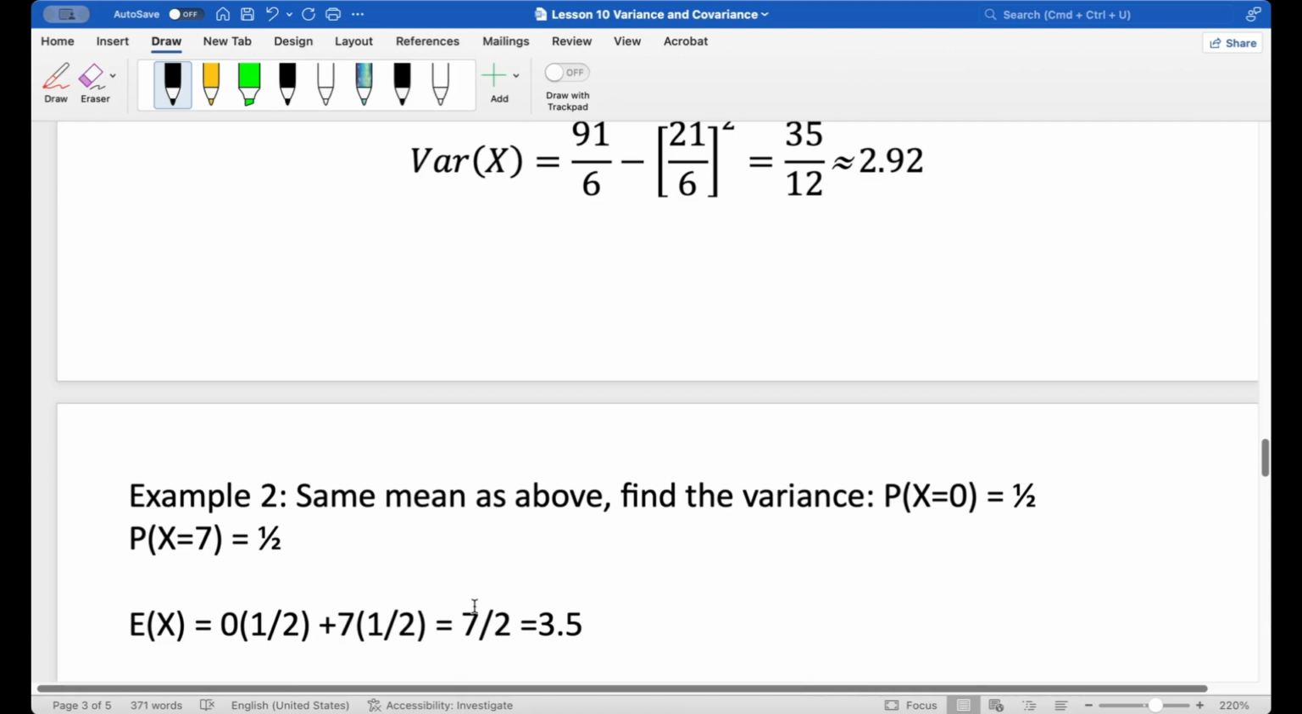So again, kind of a contrived example here. We put 50% of the probability at 0 and the other 50% at 7. So the mean is 3.5. And we're going to see a much larger variance here because the x values are not really ever close to the mean of 3.5. They're either 0 or 7 and nothing in between.